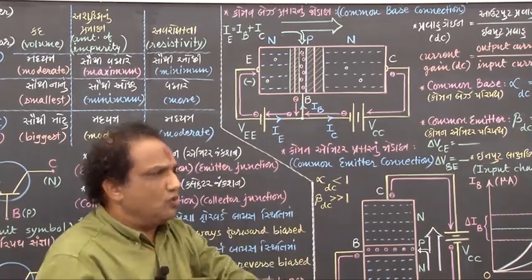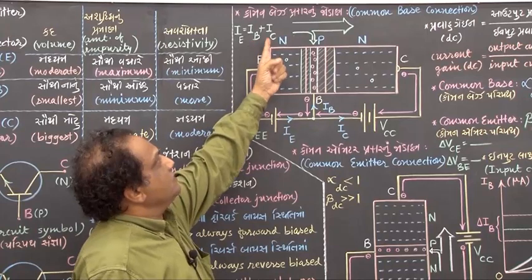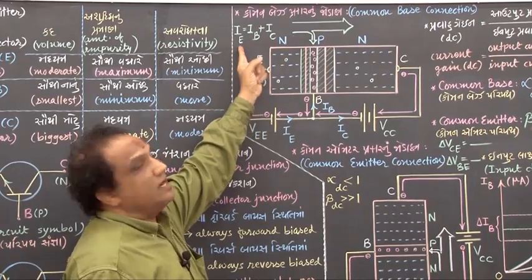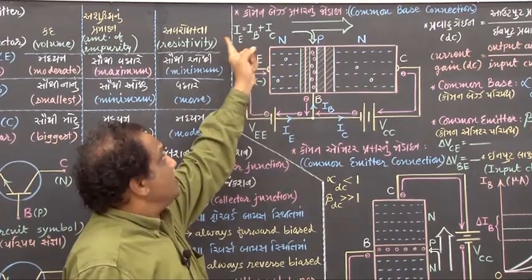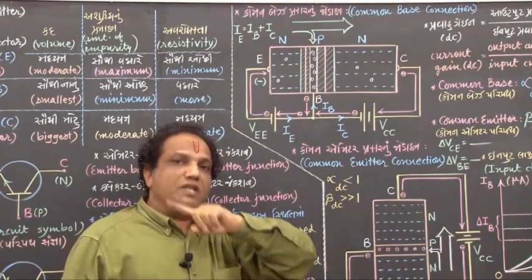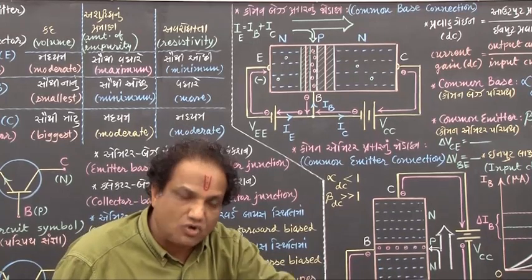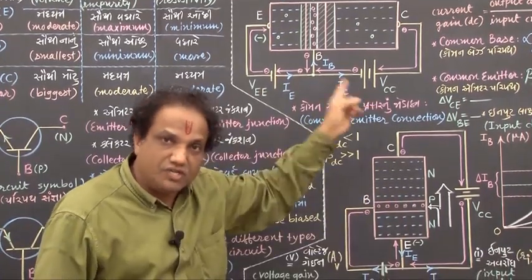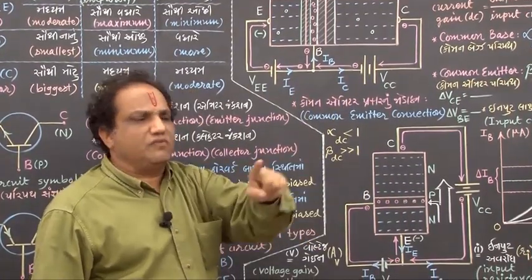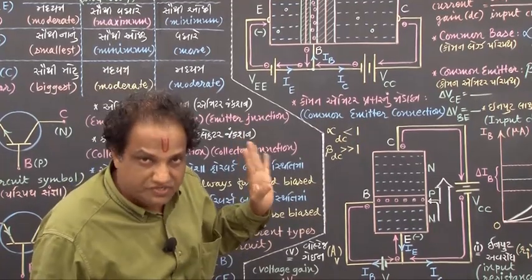And as such also you know, this is 5%, this is 95%, so the total has to be 100%. This relation holds good in any type of connection of any transistor. In any type of connection of any transistor, this relation is true. IE is always equal to IB plus IC. Got it? Fine.